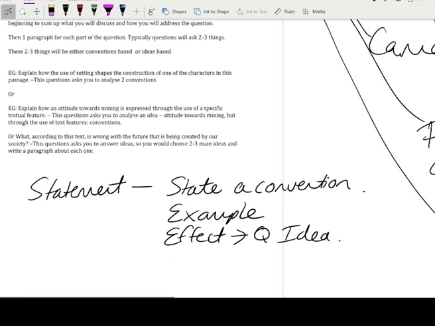So, for example, a question in the 2016 WACE was, explain how an attitude towards mining is expressed through a use of specific textual feature. So it says a specific there. A lot of people thought, oh, okay, I can only talk about one thing. And they started talking about the use of statistics. Pretty bland and boring. There was so much more to that text than just statistics. So they lost out on a lot of ways of showing their knowledge.